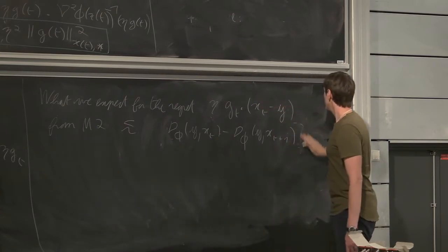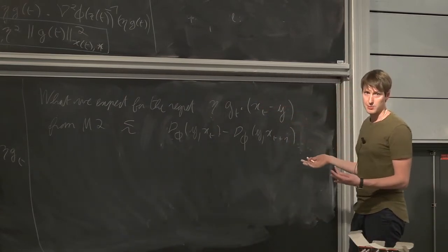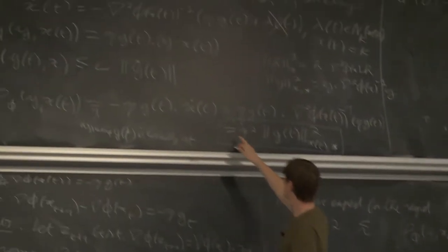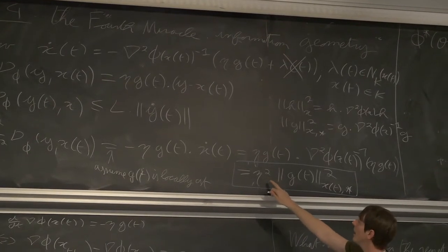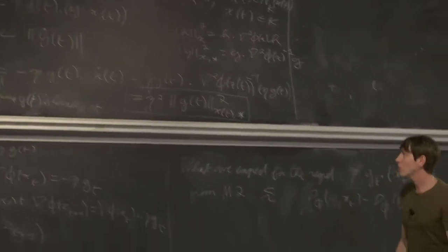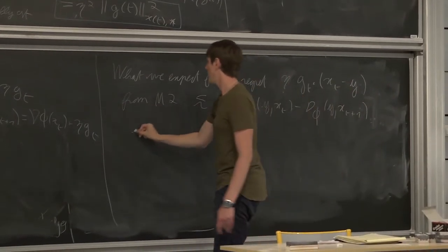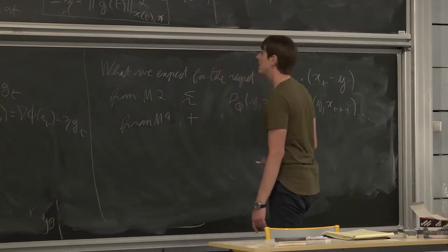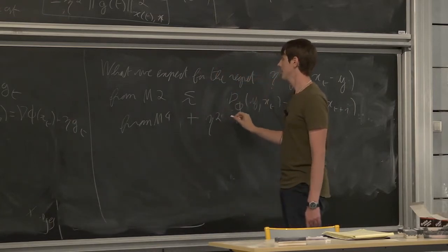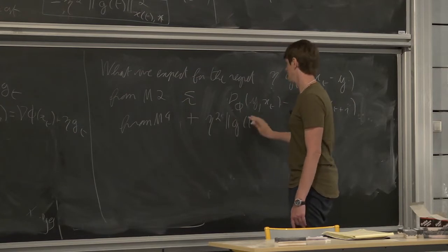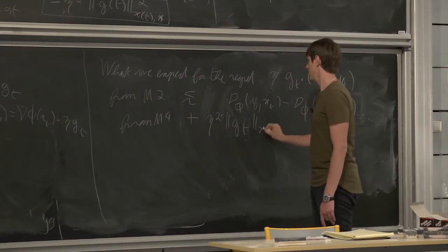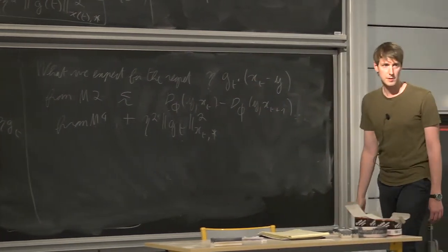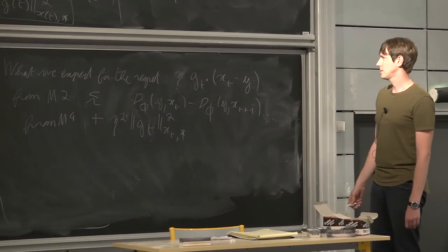But now we know it's not going to be exactly this because we have discretized the process. So there will be another term. What should be this other term? Well, from M4, we expect that the other term should be like eta squared, the dual local norm of gt. So from M4, we expect a plus eta squared, the dual local norm of gt at xt dual squared. Okay, this is what we expect.